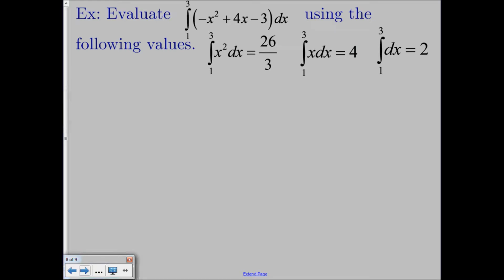So now we're going to use all of these different properties to help us evaluate the integral from 1 to 3 of negative x squared plus 4x minus 3. And we're going to use those three different values on your screen to help us do that, since we don't know how to algebraically evaluate a definite integral yet.